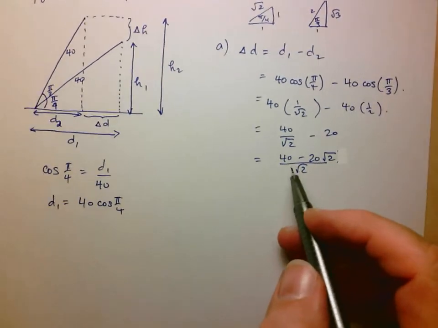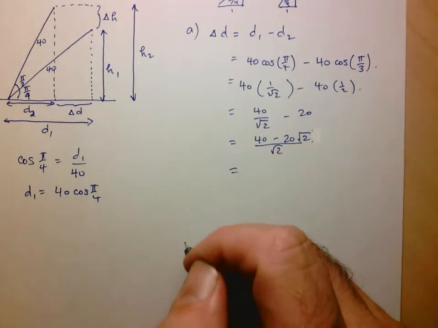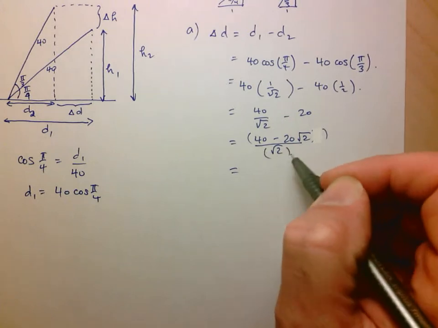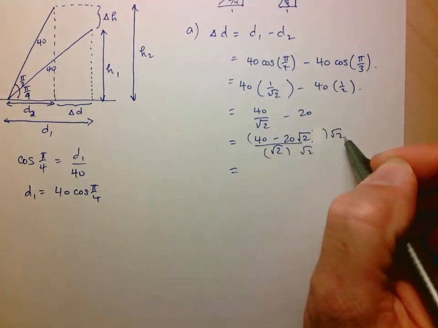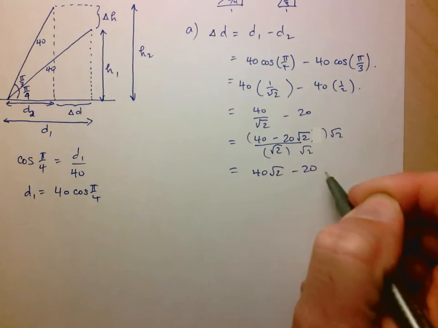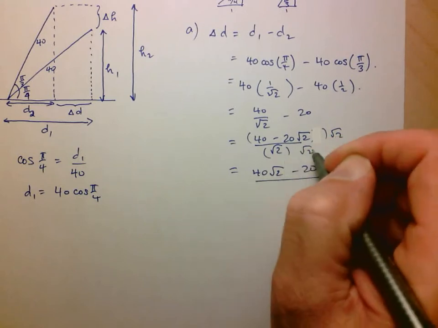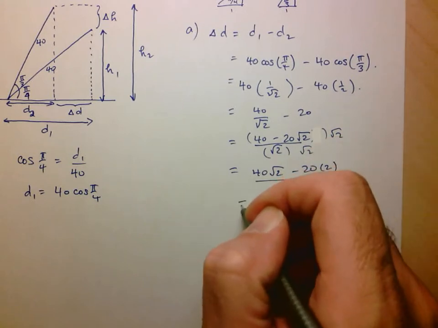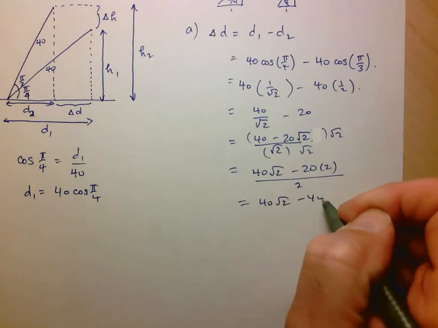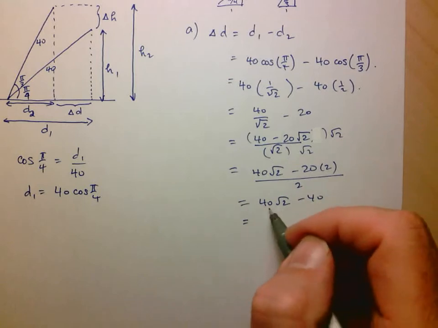Okay, and I'd probably be fine if you left it at that, but I think the book will probably rationalize this, so let's just see how that goes. In order to rationalize this, I have to multiply numerator and denominator by root 2, so I end up with 40 root 2 minus 20 over 2, and root 2 times root 2 is just 2. Okay, and root 2 times root 2 again is just equal to 2. Okay, and so here we have 40 root 2 minus 40, which of course is just over 2.